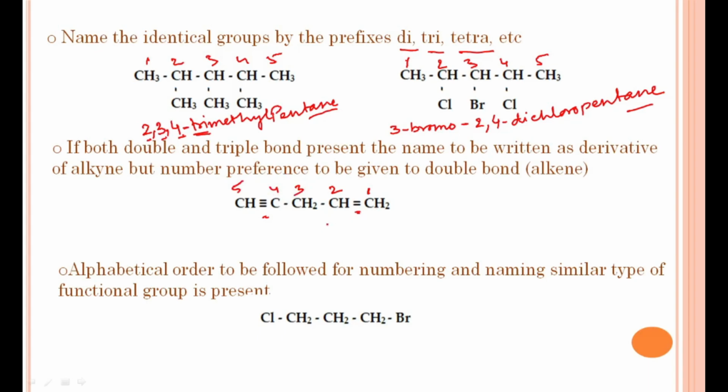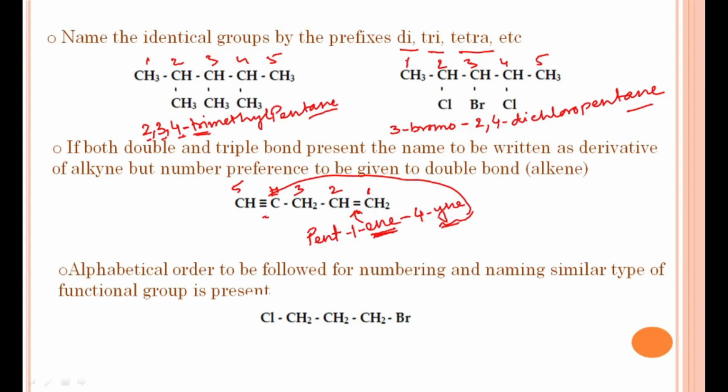Okay, then how to give the naming? This is pent-1-ene-4-yne. This yne represents the triple bond, here ene represents the double bond. So while giving preference, we have given the preference to ene, and we have written the first double bond, then followed by triple bond.